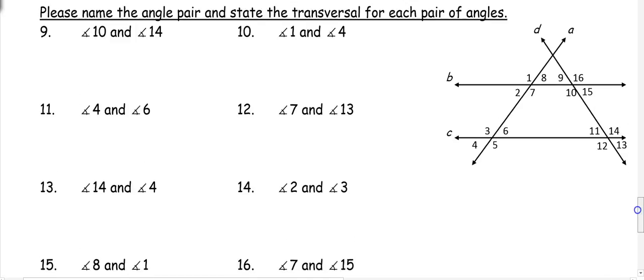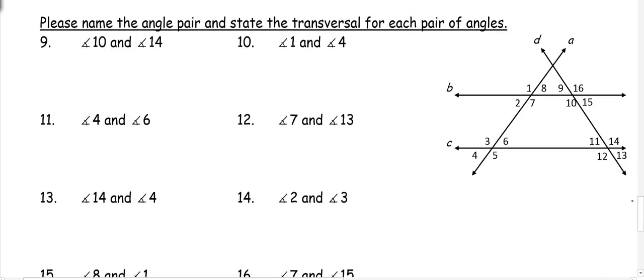Now let's look at, given an angle pair, we need to determine what type of angle pair it is, and state the transversal if there is one for the pair of angles. So in number 9, we have angle 10 and angle 14. To determine the transversal, we want to look at what line are both angles touching? Well, both angles are touching D. So D would be our transversal.